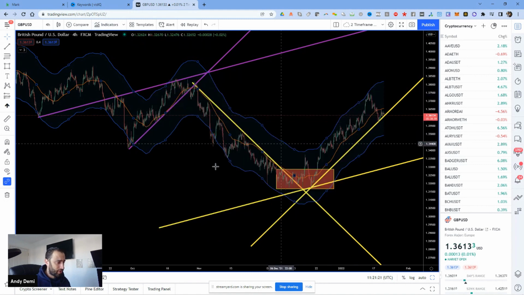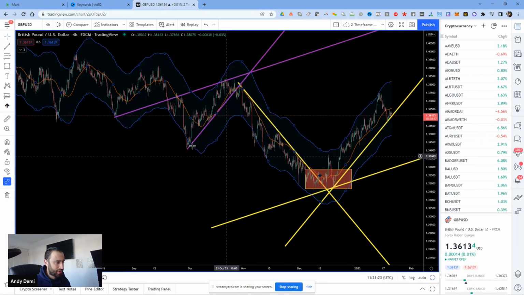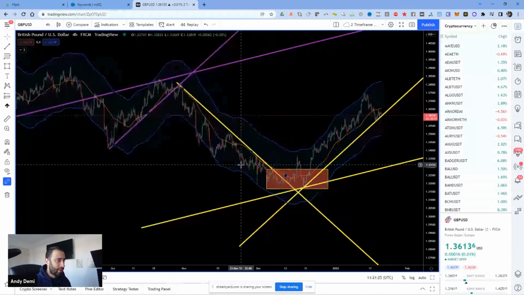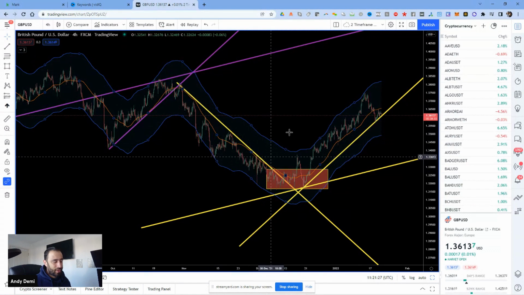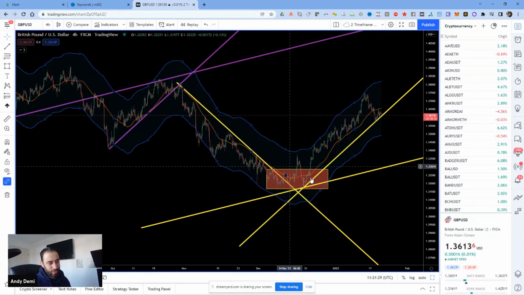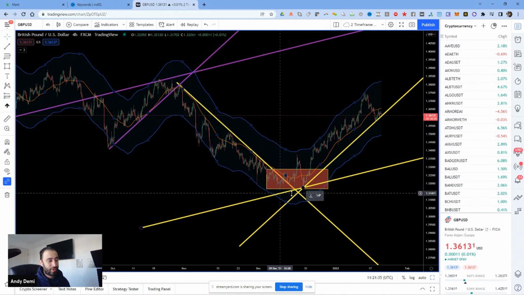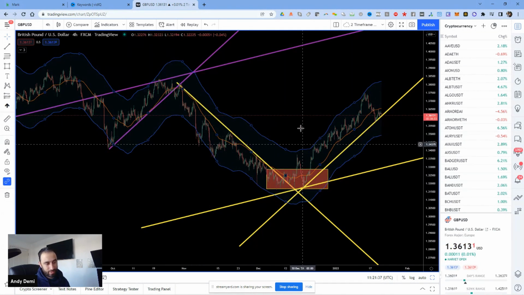And you can see here, there's a couple of observations that I want you to see. One is this brown line. The way you want to look at this brown line is like a median line. So when we go below this line, the market tends to be more bearish. And when we go above it, the market tends to be more bullish.